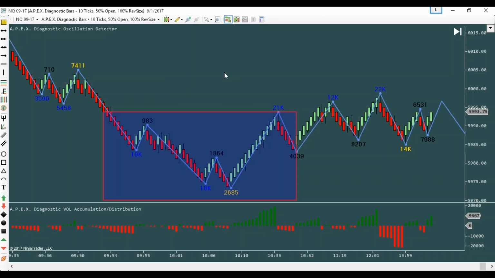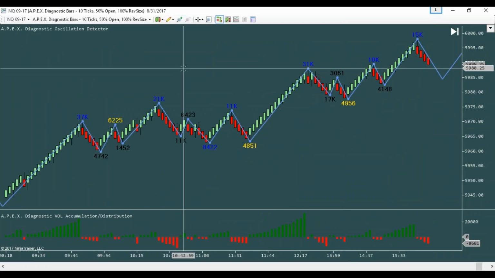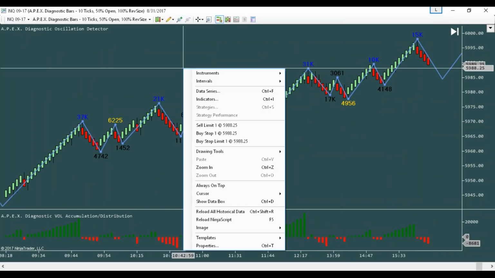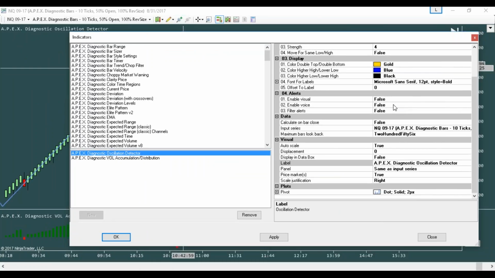And we're going to talk a little bit more about that on Thursday with some advanced training. Okay? So in a nutshell, that's the oscillation detector. That's how you can add it on to a chart. If you have a blank chart or any chart you want to add it on to, you can add it right on. And to enable the audio, you change that to true, and you change this to true.